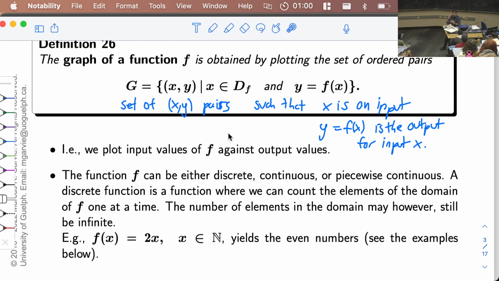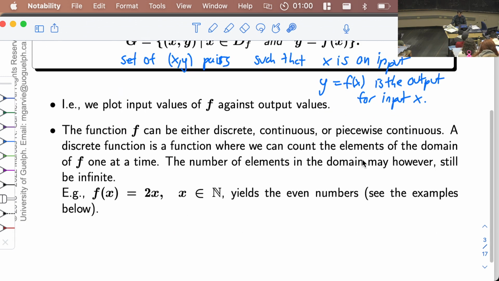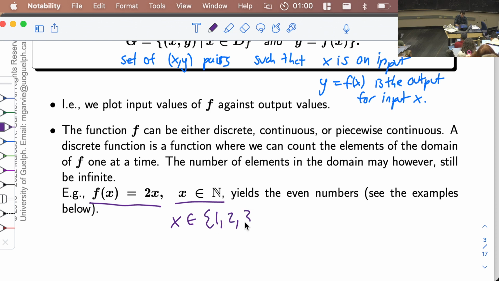Okay, so functions can be discrete or continuous or piecewise. This is talking about, is the function a graph with a smooth curve or does it have dots that are separated? In fact, our first example here is the function f of x equals 2x, but x is in N. N is the natural numbers. So this is 1, 2, 3, and so on. So this is the function whose inputs are only allowed to be whole numbers, like 1, 2, 3, 4.